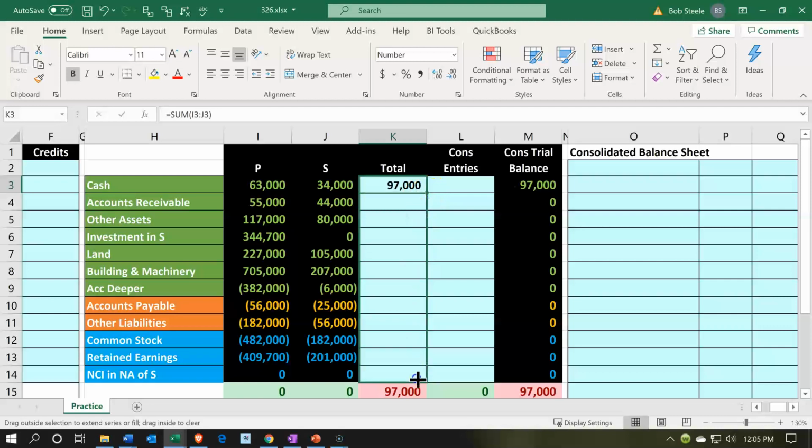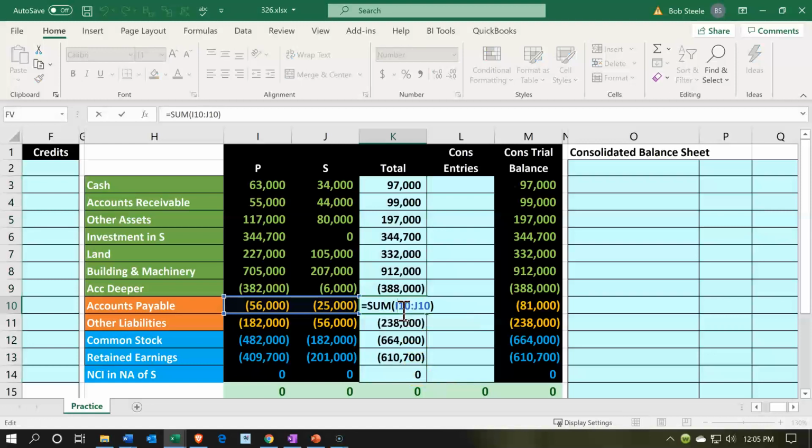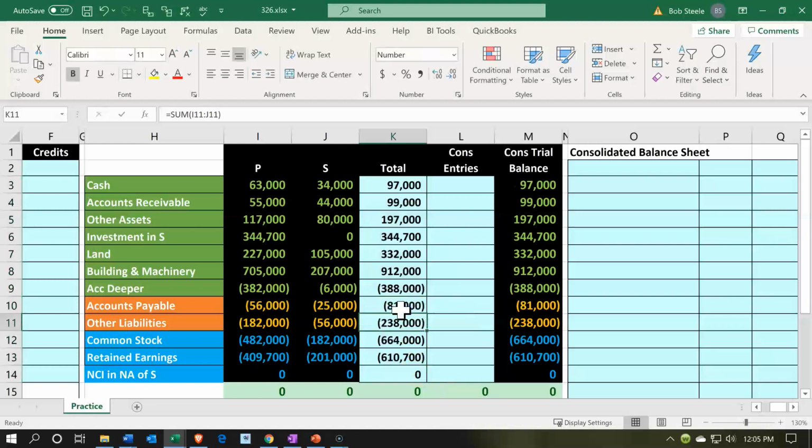So I'm going to use the autofill, which has been stubborn, but there it is. It drives it down. So there we have it. Now we're just summing these up, and that's basically the consolidation. No income statement accounts here. Now we've got to do our elimination entries.